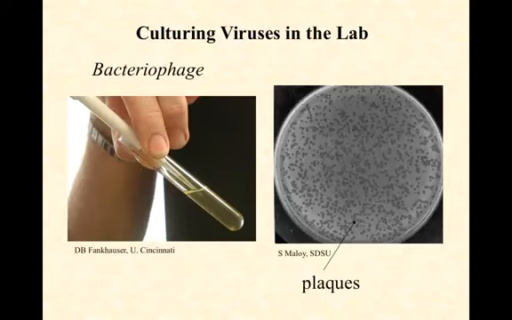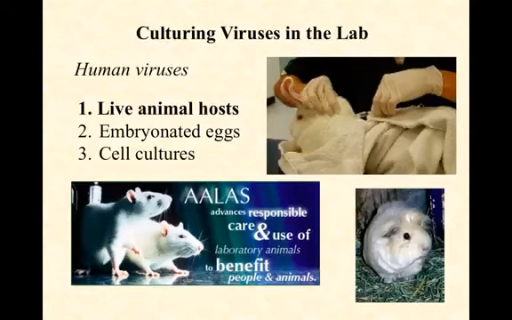These can be picked with a loop or with a toothpick and transferred just in the same way we would handle a colony. So the phage are the simplest of the viruses to culture. But if we want to culture viruses that infect humans, we've got to get a little bit more savvy because, as you can guess, viruses that infect humans aren't going to grow on an E. coli culture or a salmonella culture or a staph culture.